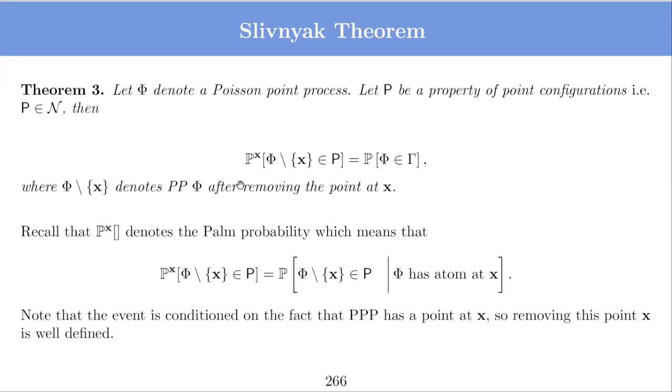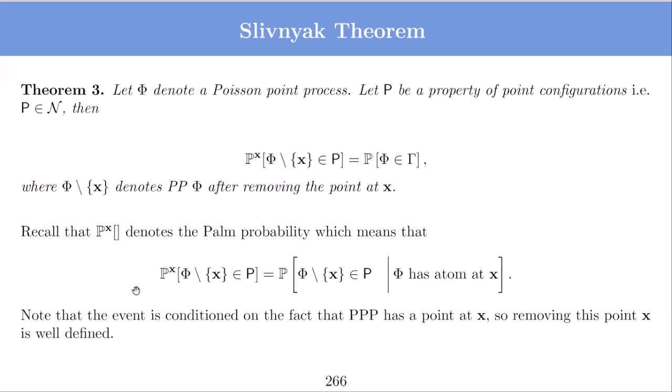So it says that the probability, conditioned on there being a point at x, of phi minus that point, so I remove the point at x from phi, that this new point process has the property P is the same as the probability that phi will have that property. And this removal of a point is well defined because you have conditioned on this. So there will always be a point x, so phi will always contain x. The phi set minus x will just mean you remove that point from phi.